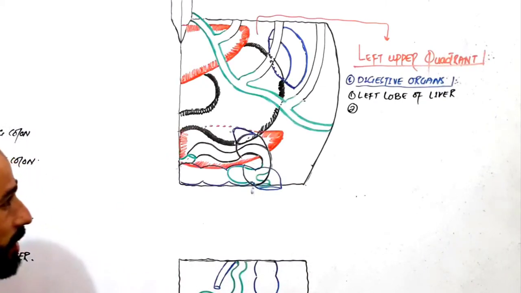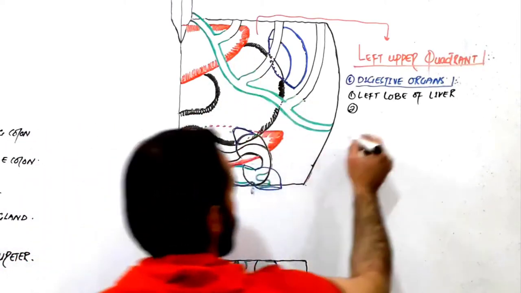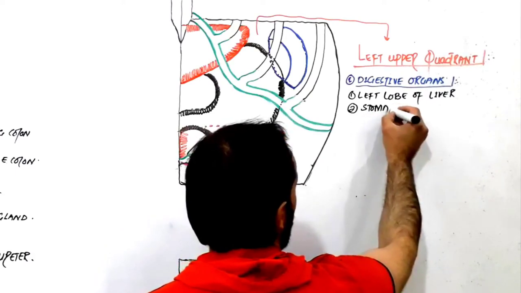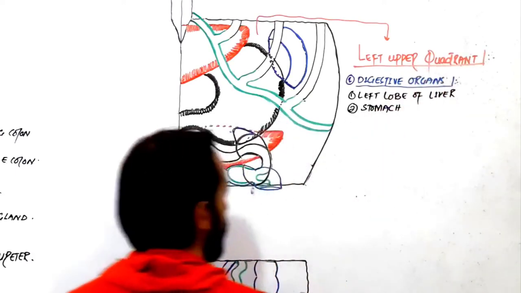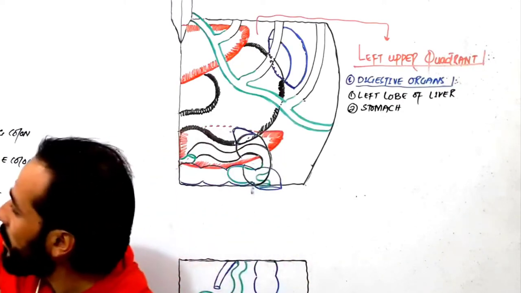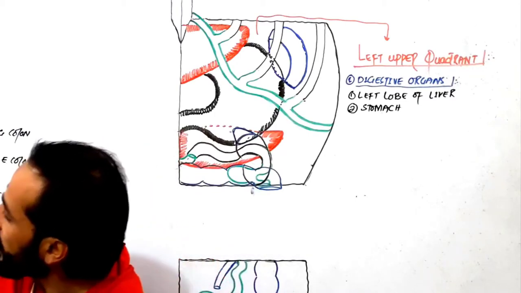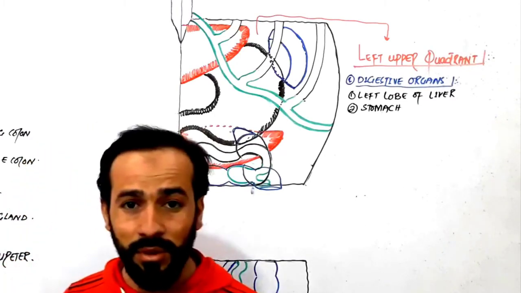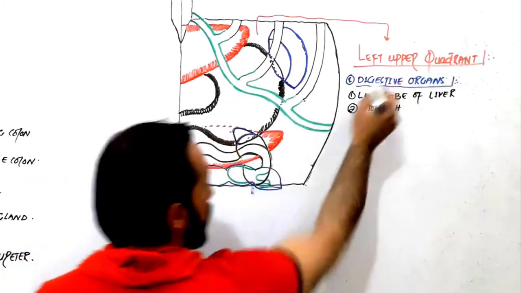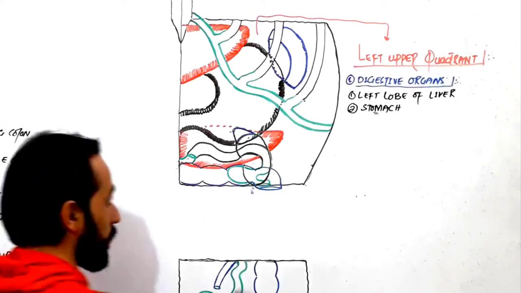Then the next thing that is present in the left upper quadrant of the abdominal cavity, which plays its role in the digestion of food, is your stomach. You should not forget your stomach. Most parts of the stomach are found in the left upper quadrant, but in the right upper quadrant only the pyloric part of the stomach, the pylorus of the stomach that I have mentioned here, is present. So most parts of our stomach are present in the left upper quadrant of our abdominal cavity, right?